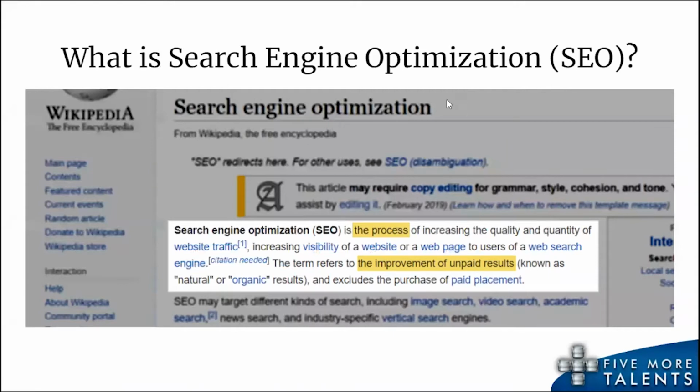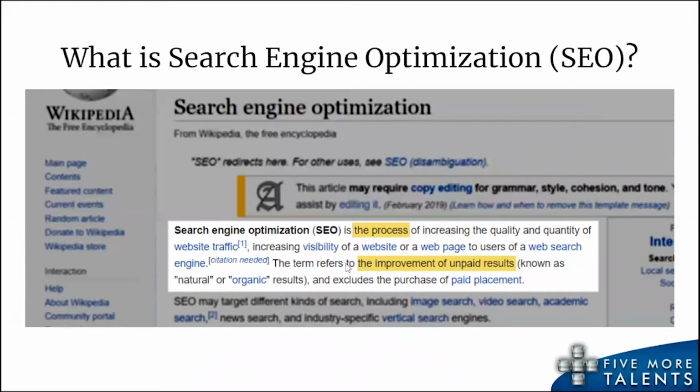So you can pursue getting a higher search ranking through the process of search engine optimization. And Wikipedia actually has a pretty decent definition of what search engine optimization is. They talk about how it's a process. I think it's a really important word to keep in mind. It is a process. It is not something that provides instantaneous results by any means.